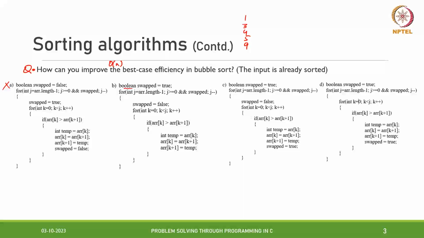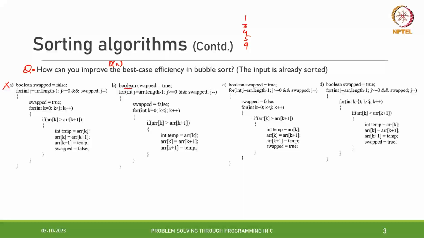In option B, you can see that swap is being set to false, but we are never making it true when the swap actually takes place. In this case, this will just run with the same brute force method that we were discussing earlier, right? So it will be order of n square, not order of n.